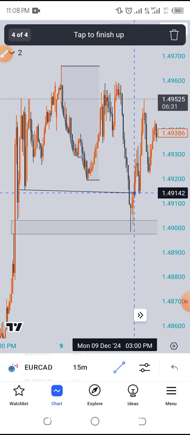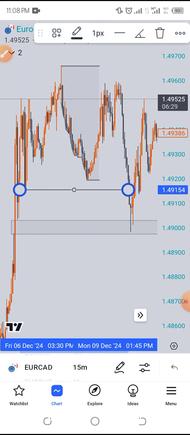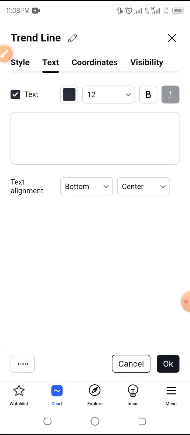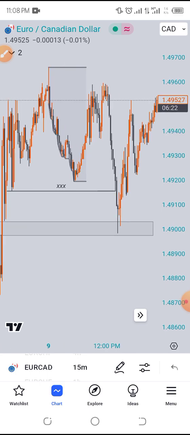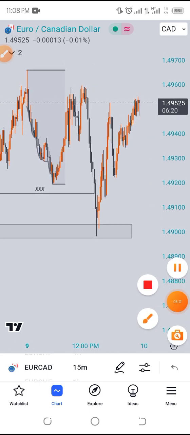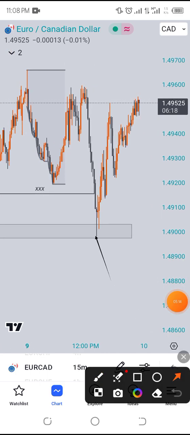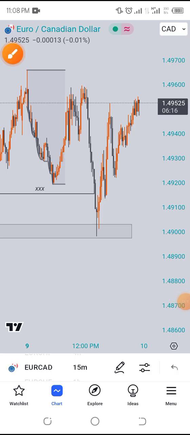Can you see this liquidity sweep right here? Remember I said that before price taps into my demand zone, price must take out liquidity. So clearly we had a liquidity sweep right there before price now came and did what? Tapped into my demand zone and bounced off of it.